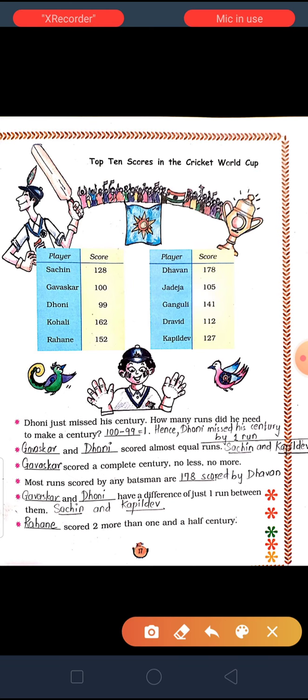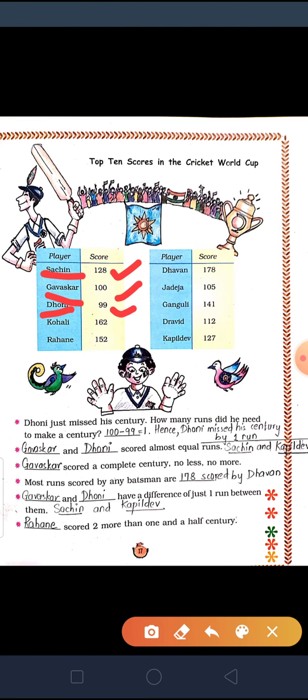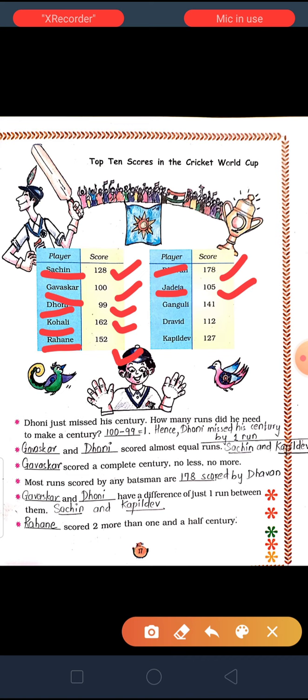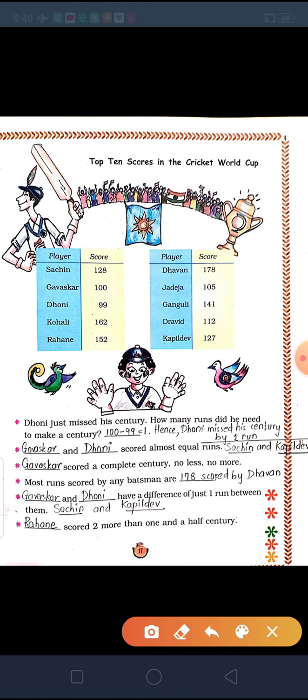So the first one is Sachin. How many runs did Sachin make? 128. Gavaskar 100. Dhoni 99. Kohli 162. Rahane 152. Dhawan 178, Jadeja 105, Ganguly 141, Dravid 112, Kapil Dev 127. These are the scores of all the players.